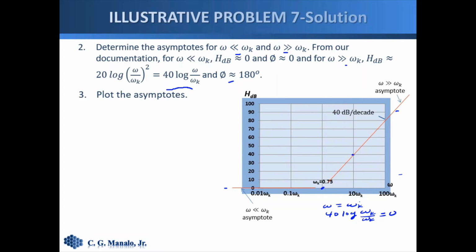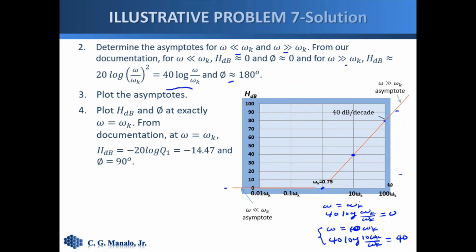For omega equals 10 omega k, that will give us 10 omega k over omega k, so that will be log 10, which is a 1, times 40. That will give us a 40, so that's why we have a 40 here. For omega equals 100 omega k, you will go through the same process as this one, so you will get this point here. That's why we have a 40 dB per decade slope.